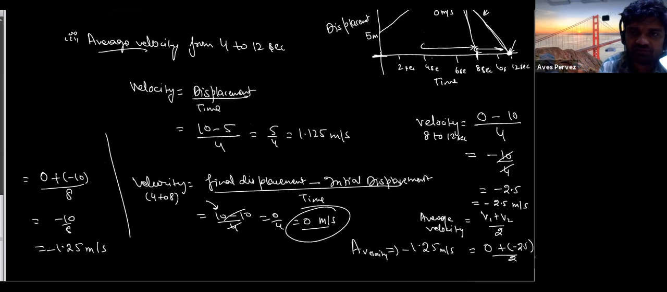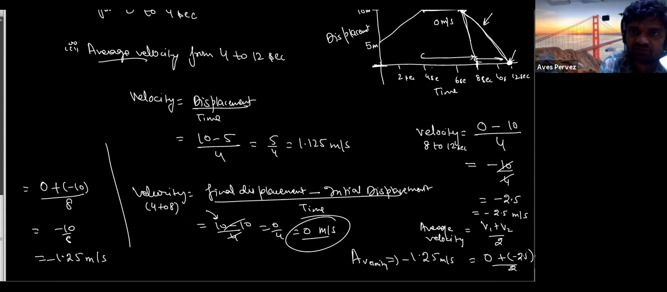Now if we need to calculate the average velocity, what we need to do is add this one, the average velocity from here to here, which is 0, and the average velocity from this one, and then divide by 2. So 0 is the initial velocity that we have, and this is the 2.5. We have calculated this one.